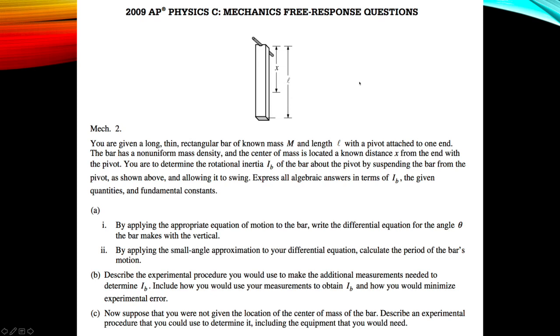Hey everyone, this video goes over the 2009 AP Physics C Mechanics free response question number 2. So the question asks, you're given a long, thin rectangular bar of known mass m and length L with a pivot attached to one end.